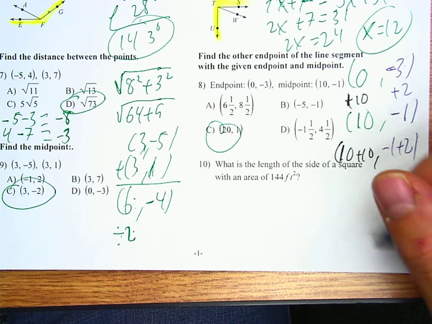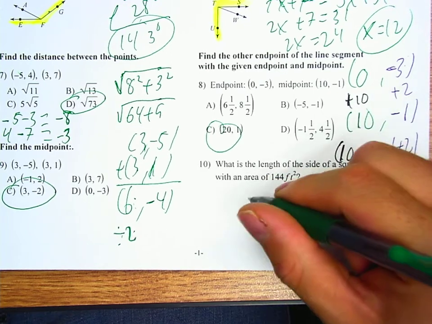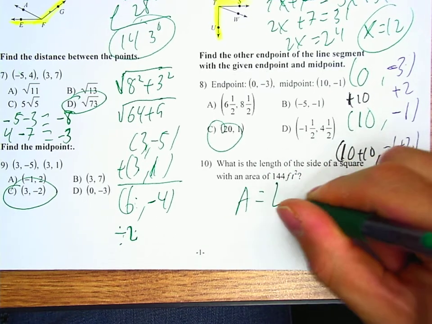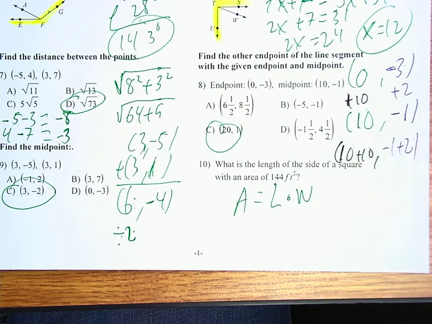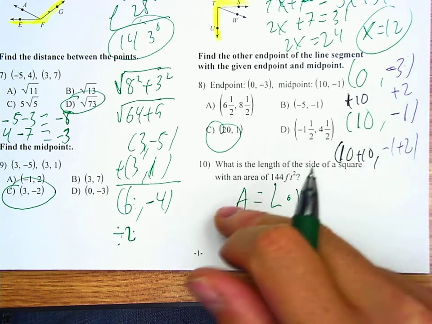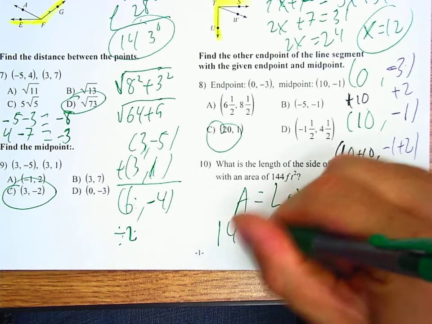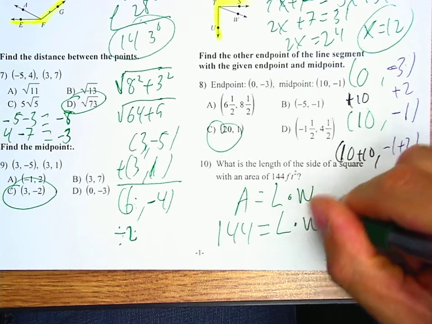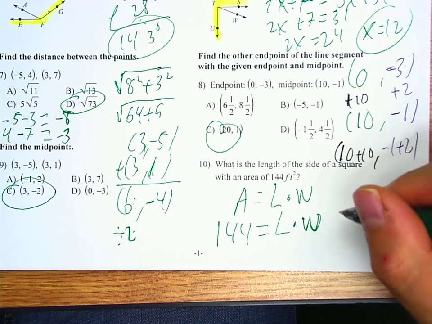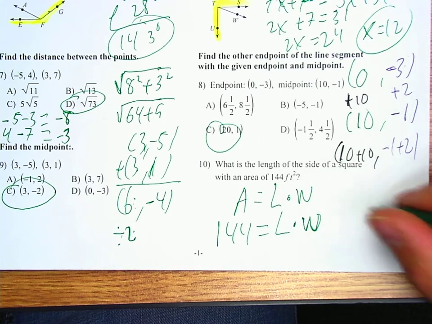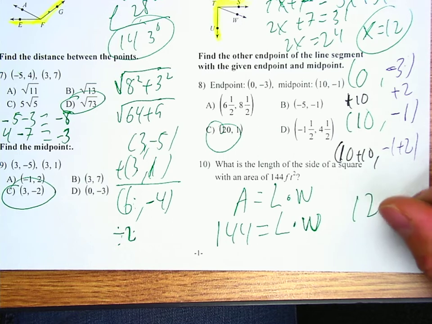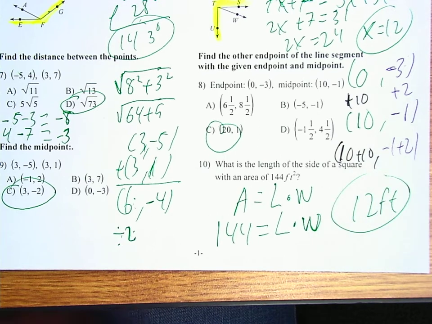What is the length of a side of a square with an area of 144? So an area of a square is length times width. However, on a square, the length and the width are the same. So I could write the area as length times length, or width times width, or side times side. So 144 is equal to length times width, and if length and width have to be the same number here, they both have to be 12. 12 feet, because it's a square.